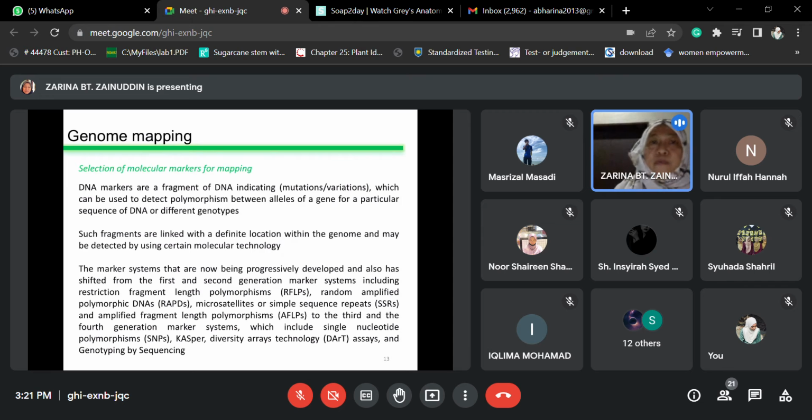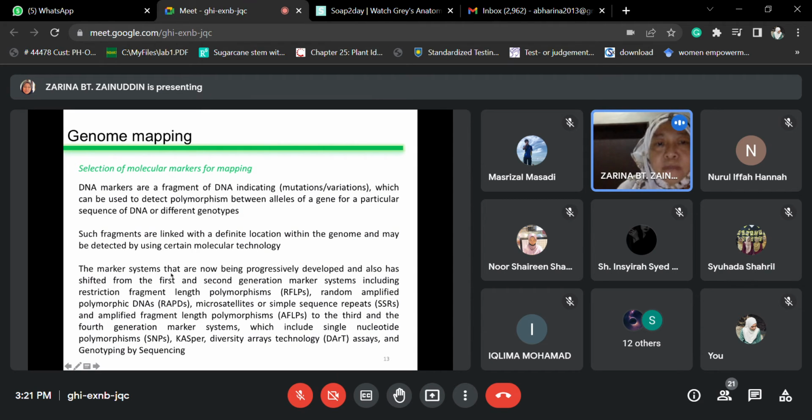Alright, so there are different types of markers that can be used for mapping. Okay, so it depends which one you want to use. Okay, so I will introduce you to different types of molecular markers. So the DNA markers are fragments of DNA indicating either mutation or variation, which can be used to detect polymorphism. Polymorphism, if you use the word polymorphism, means the differences between alleles of a gene for a particular sequence of DNA or different genotypes. Okay, so such fragments of that marker are linked with a defined location within the genome, and may be detected by using certain molecular technology.